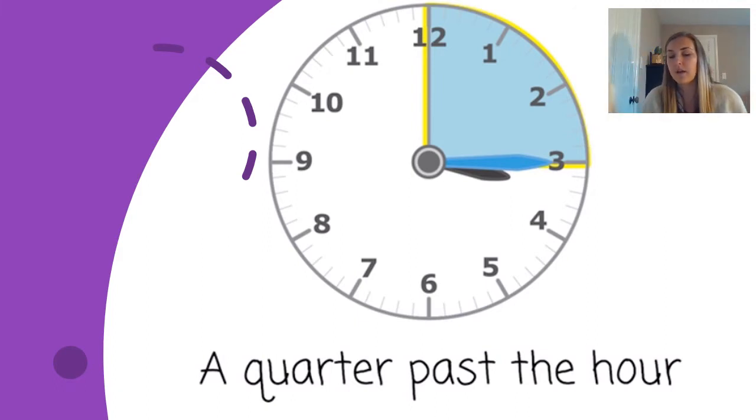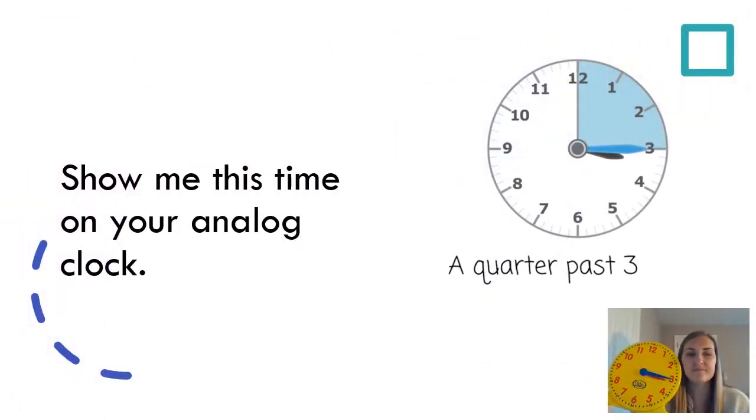So we have a new time here. 1/4 past what? Show this time on your clock. It is 1/4 past 3. What's the digital way to say this? Ready? 3:15.